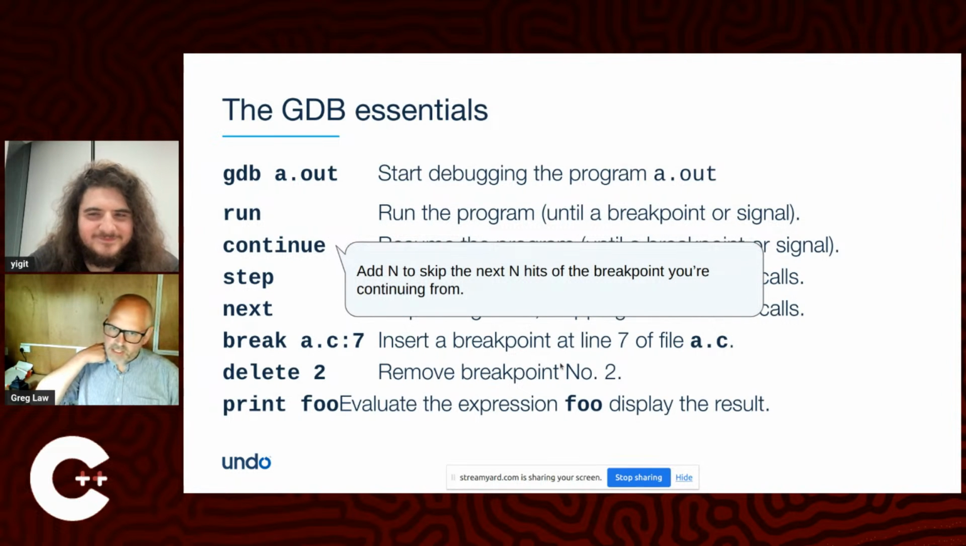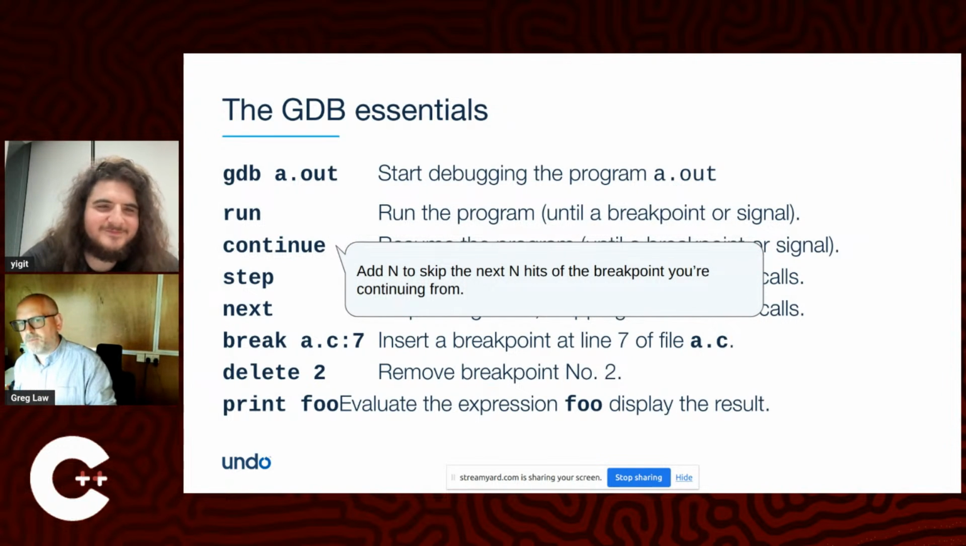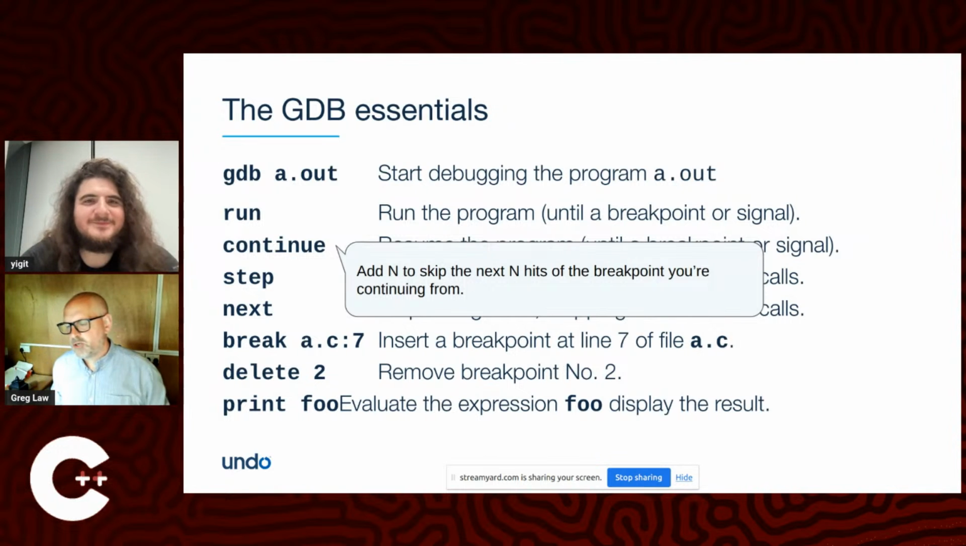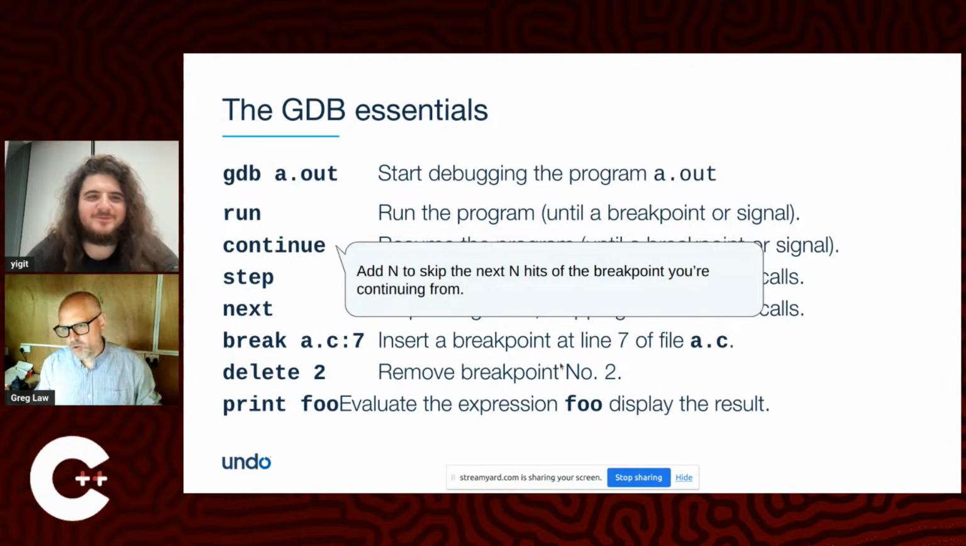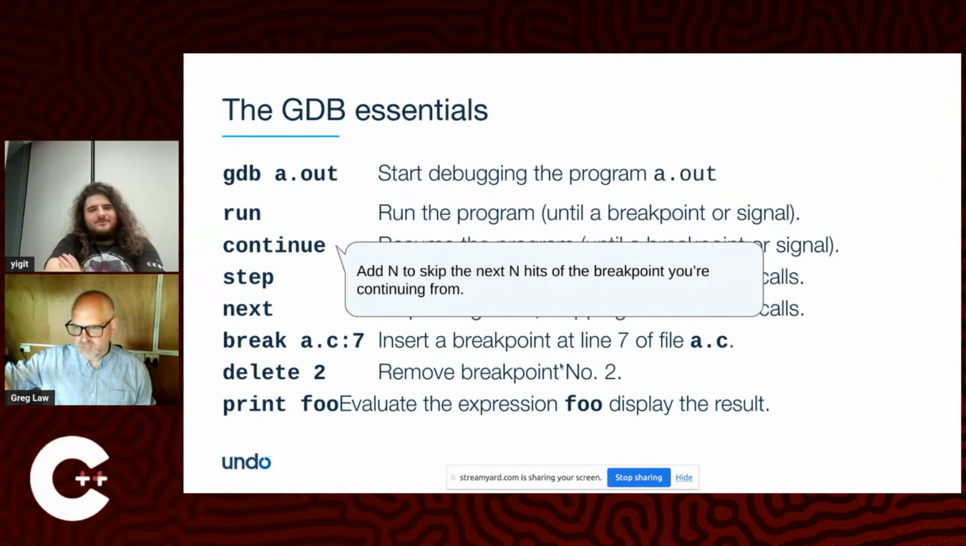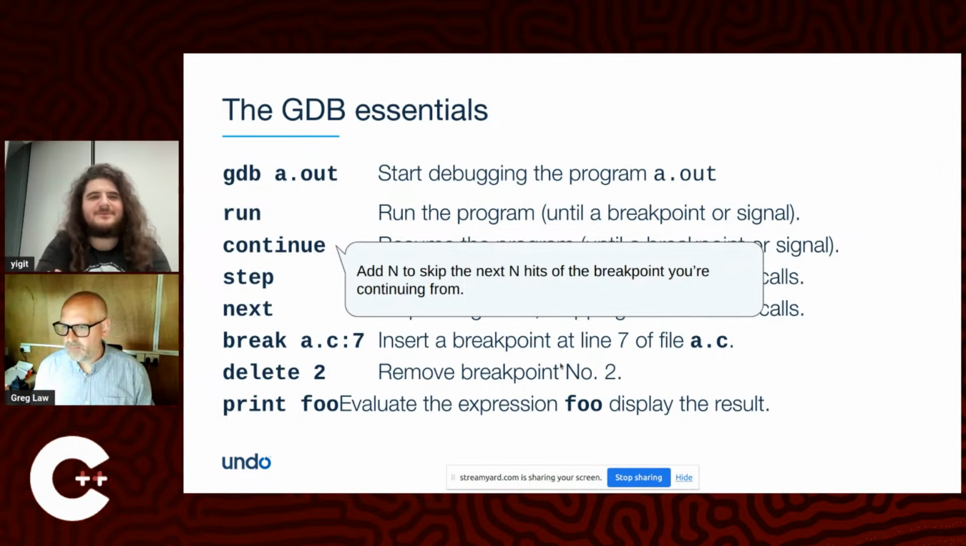When you type continue, you can add an argument to continue. You can give it a number. You can continue 3, and that will skip the next 3 hits of the breakpoint you're continuing from. If you're not continuing from a breakpoint, then it's just ignored. But if you are continuing from a breakpoint, it'll skip over the next n times that breakpoint is hit. So that's quite useful if I'm inside a loop with like 10 iterations and I keep hitting the breakpoint. I can just go continue 9, and it will skip over the remaining iterations of the loop.